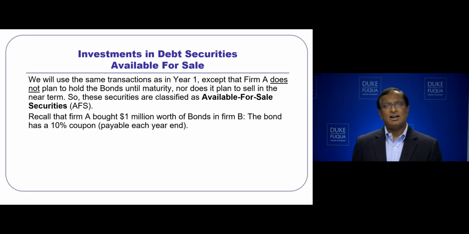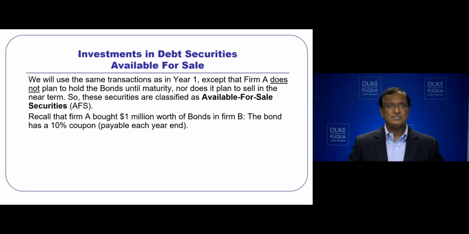Let's move on to the third classification, investments in debt securities which are classified as available for sale. We'll again use the same transaction as in year 1. Firm A does not plan to hold the bonds until maturity, but it doesn't plan to trade it in the short term either. But it may trade it sometime in the near future. In those situations, these securities will be classified as available for sale.